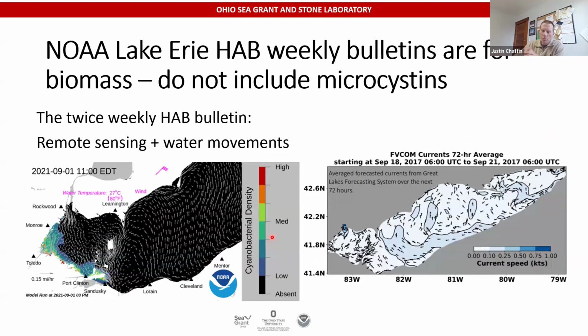And then on a more fine scale approach, we can take remote sensing data from satellites that see the biomass, for example, here, and then we can plug that biomass into lake circulation models to forecast where that bloom biomass is going to be several days in advance. These models are updated basically daily, and then NOAA sends out these bulletins twice a week saying, here's where the bloom is, here's where it's going to be. Okay, but these bulletins do not work for microcystins yet.